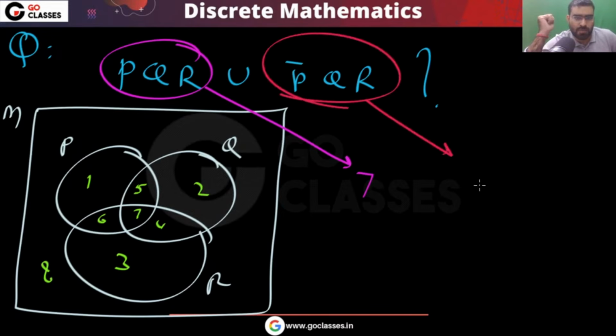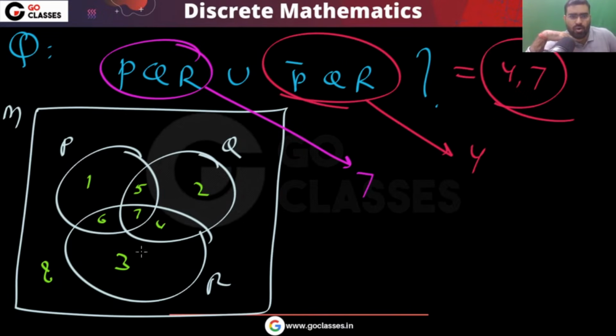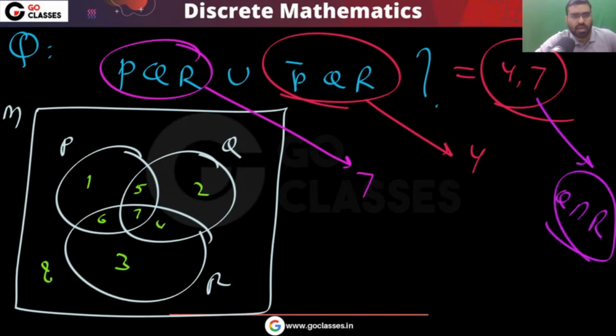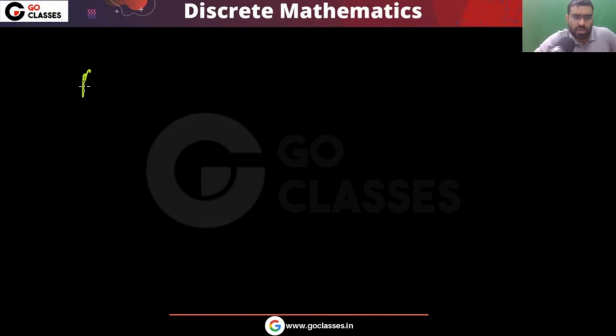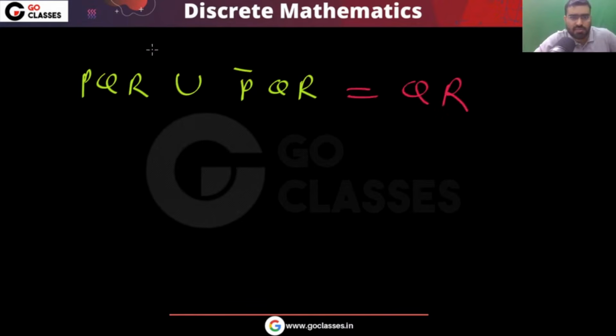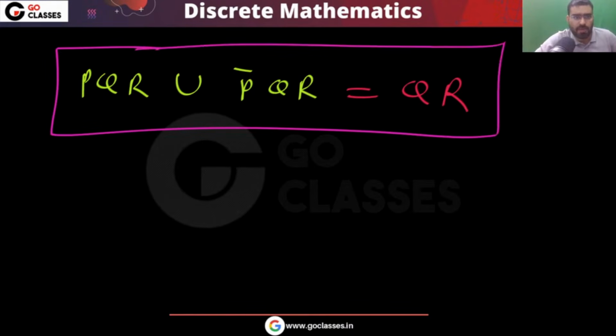And what is P bar QR? P bar QR means Q and R not in P. That is area 4 and 7. So their union basically will be only this 4, 7 area. That means QR, that means Q intersection R. So what I want to say is that this PQR union P bar QR, you can write as QR. Actually, you can think like this: you are taking QR common. It's a similar rule you have in Boolean algebra.